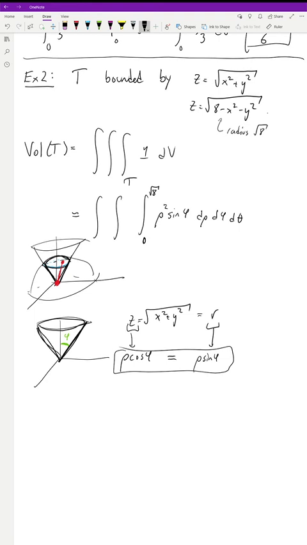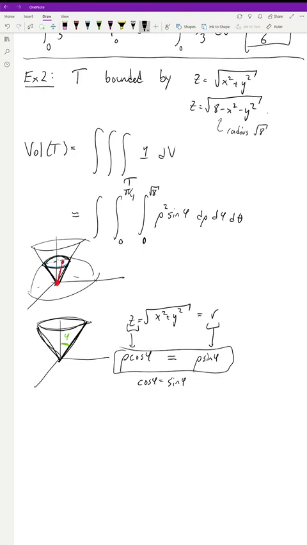And this is supposed to be true for all rho. So in fact, what we're really trying to solve is cosine phi equals sine phi. And we want to know what the angle phi is that gives us cosine phi equal to sine phi. This is when phi equals pi over 4 or 5 pi over 4. But again, phi is bounded to be less than pi. So in fact, this is pi over 4. So our bounds for phi are from 0 up to pi over 4.